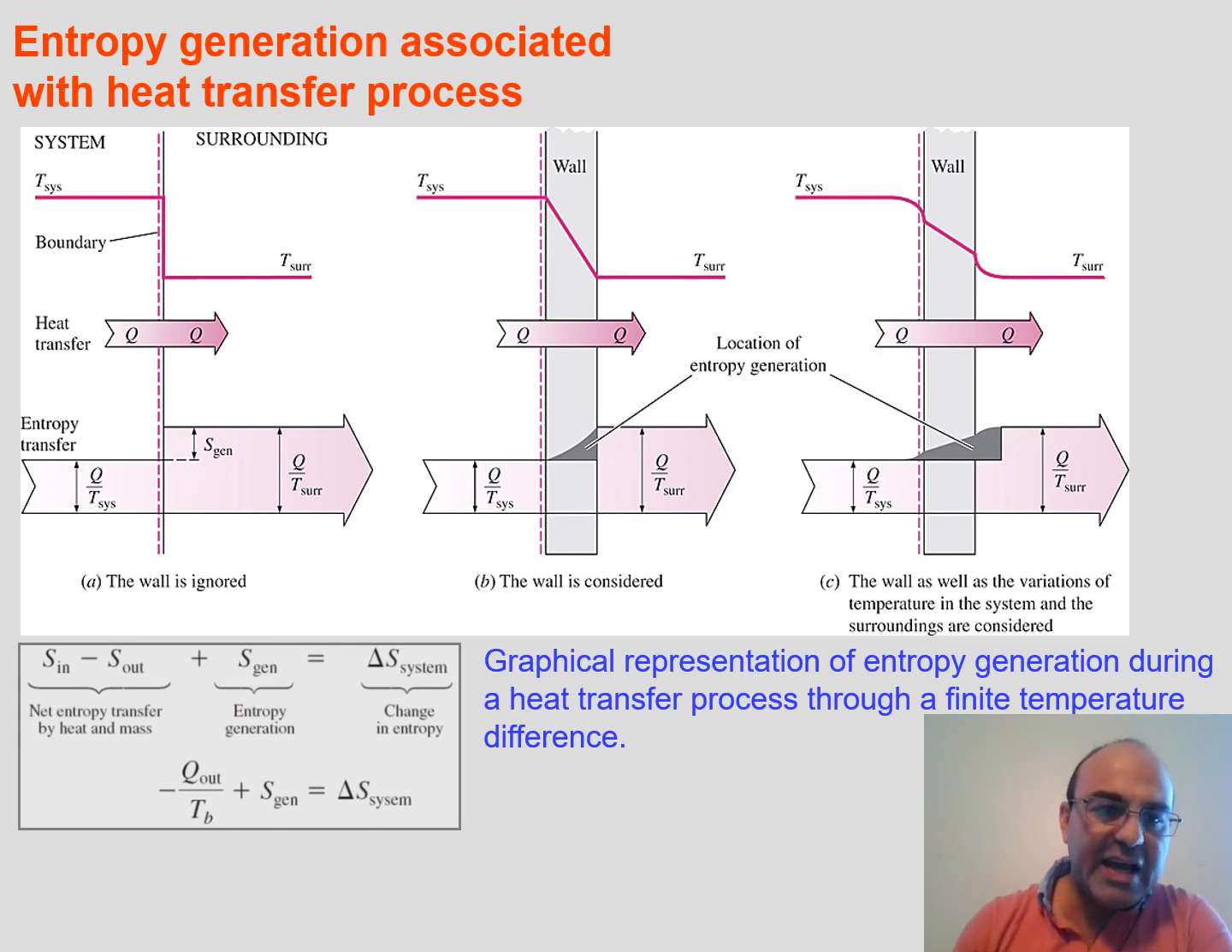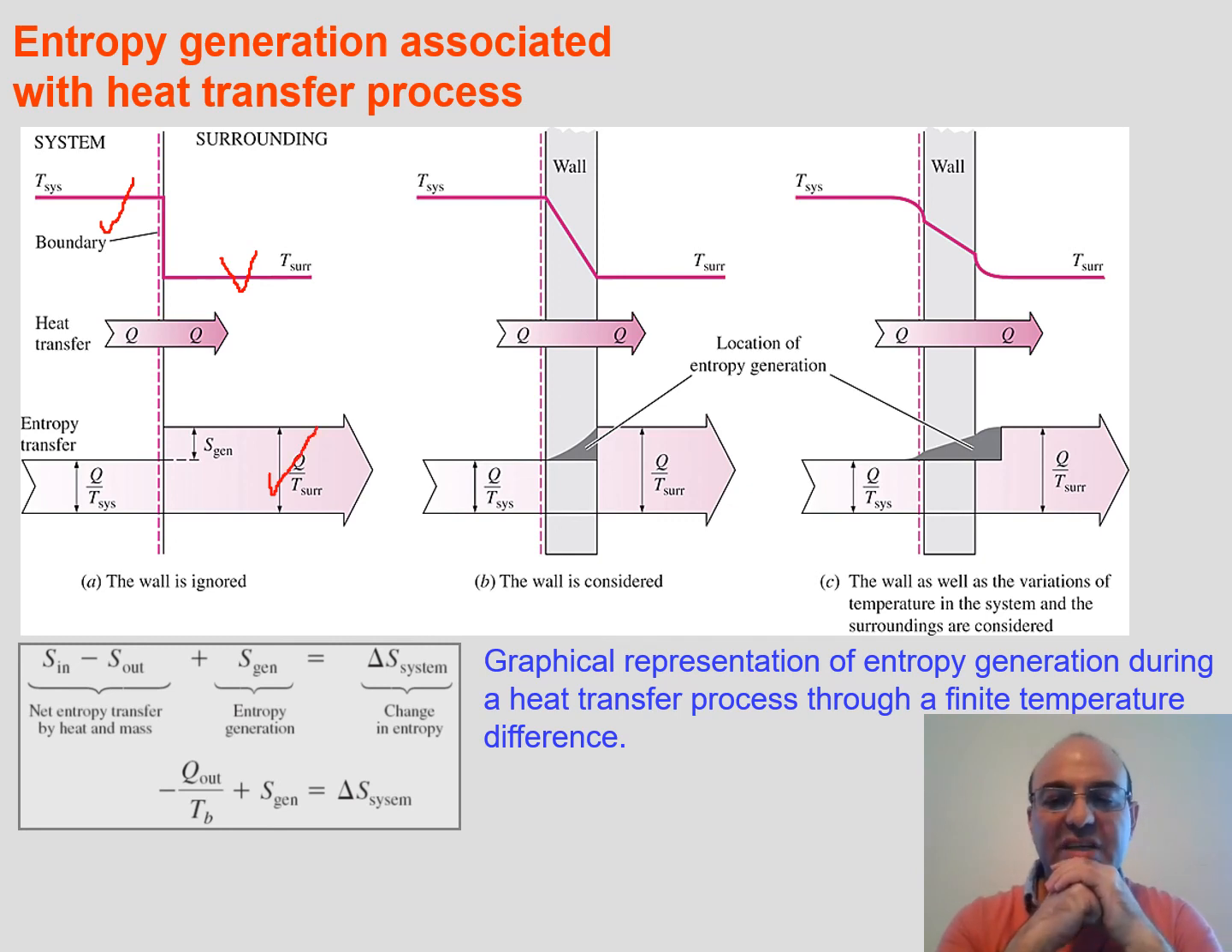Now if we look at this system and the surrounding, the system has a temperature, the surrounding has its own temperature. If we want heat transfer to occur from the system to the surrounding, the temperature of the system must be higher than the temperature of the surrounding. So entropy transfer for the system by definition is Q over T system. But the temperature of the surroundings is lower than the temperature of the system. So the same amount of Q crossing the boundaries will generate more entropy in the surrounding, because Q divided by T surrounding is larger than Q over T system. Because T surrounding is smaller than T system, but the Q's are the same.